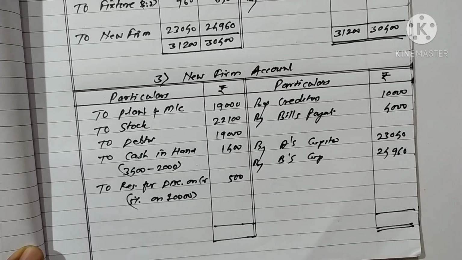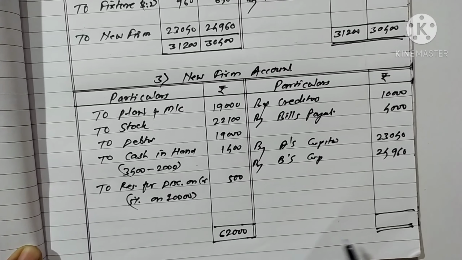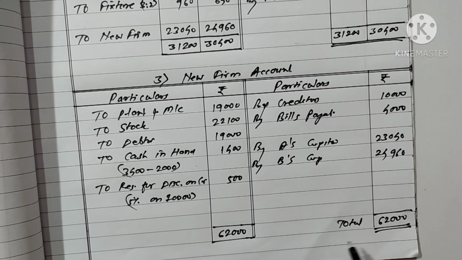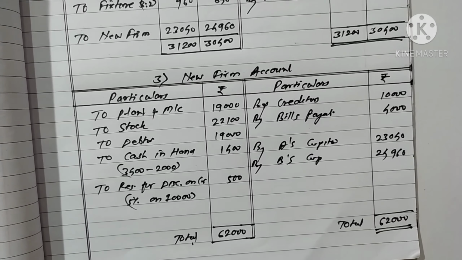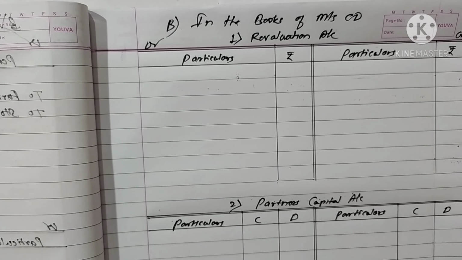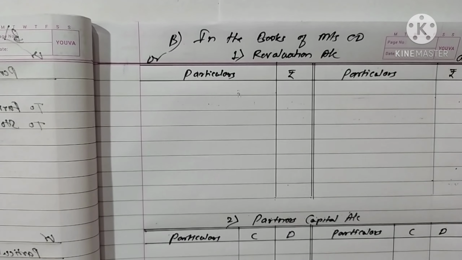And total comes rupees 62,000. 62,000 is a total. This is the first part. Now we go to second part. B part is like this one.